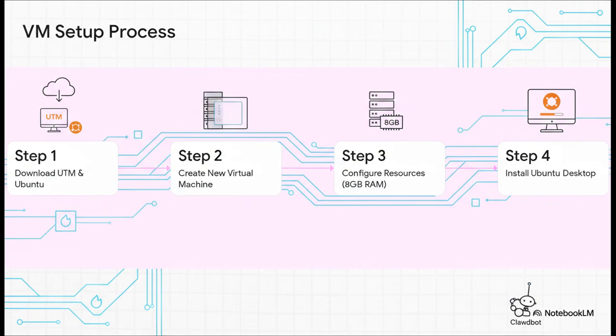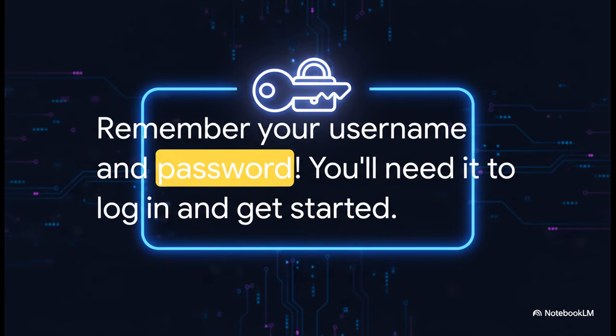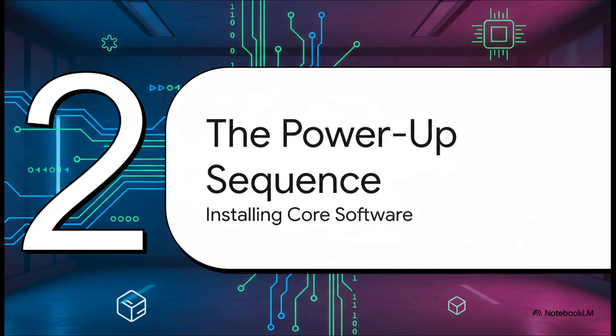First, you're going to grab 2 free pieces of software, UTM, which handles the virtual machine, and the Ubuntu operating system. Then, inside UTM, you'll create a new VM, give it about 8 gigs of RAM so it runs nice and smooth, and just run the Ubuntu installer. This whole process keeps Clawdbot completely separate from your main computer, which is just a smart, safe way to do things. Okay, super important tip here. When you're installing Ubuntu, it's going to ask you to create a username and a password. Do not forget these. Seriously, write them down because you will absolutely need them in just a minute to log in.